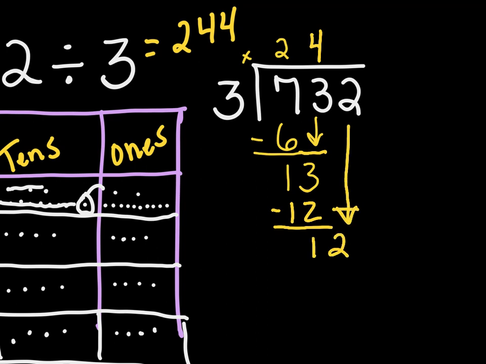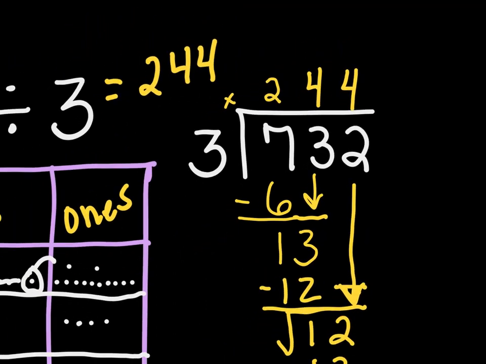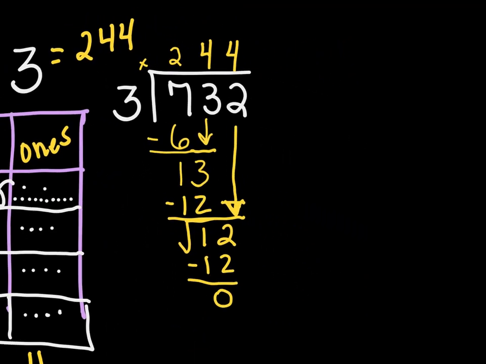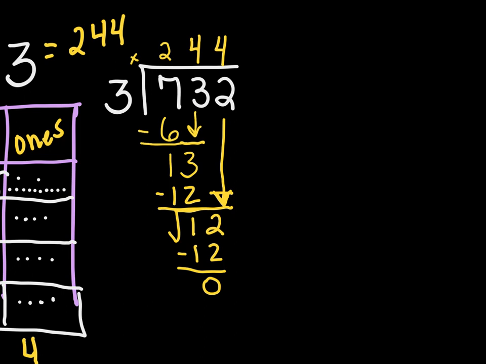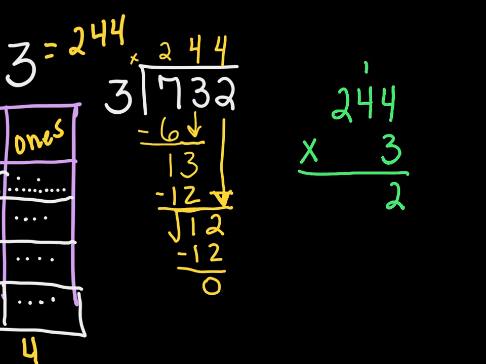Now, after we always bring down, we divide all over again. 3 goes into 12, 4 times. 4 times 3, 12. Subtract with 0 remainder. So we have a match, 244 and 244, but let's get into that habit and check. So we're going to multiply the quotient times the number we're dividing by, which is 3. 4 times 3 is 12, carry the 1. 4 times 3 is 12, plus this 1 is 13.